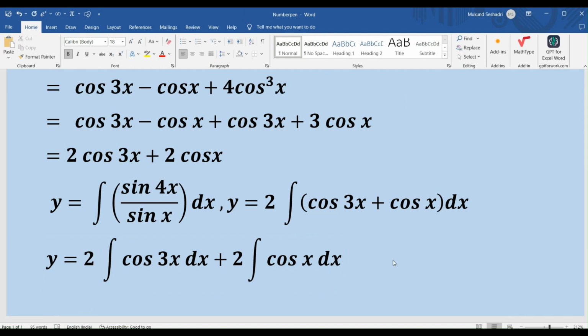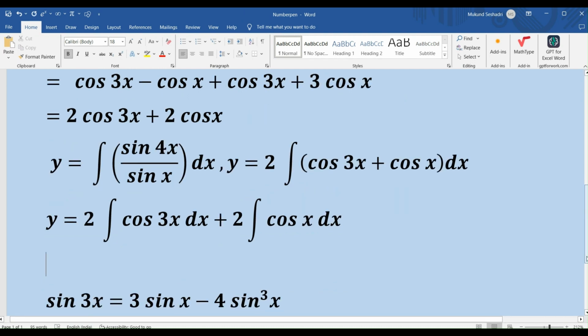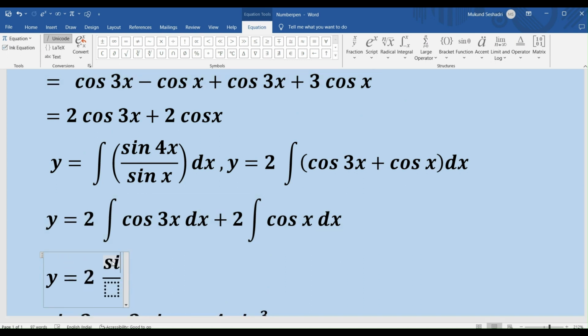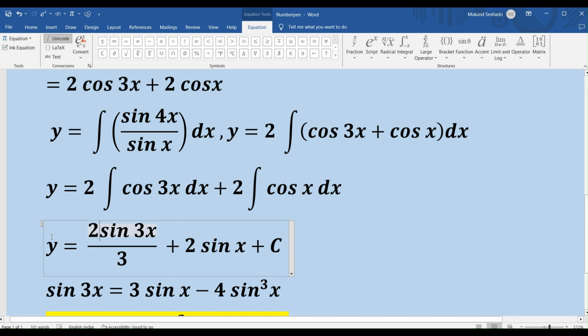From here on, it's quite simple. I have y equals 2 times, this is nothing but sine 3x by 3. And if you're not quite familiar with this, I would request you to take a look at some of my previous videos. Also go through the description in this particular video. How do I solve the integral of a function f of ax plus b type when I already know the integral for f of x, right? Plus 2 times sine x plus c, right? So there we are. That's the final answer for this particular problem. Let me highlight this in pink.